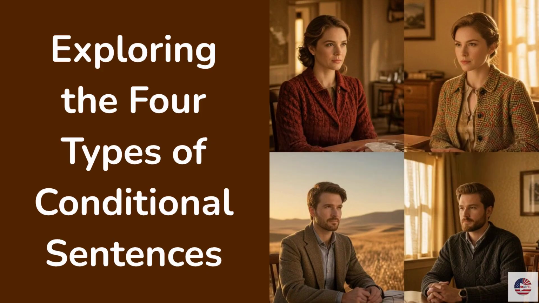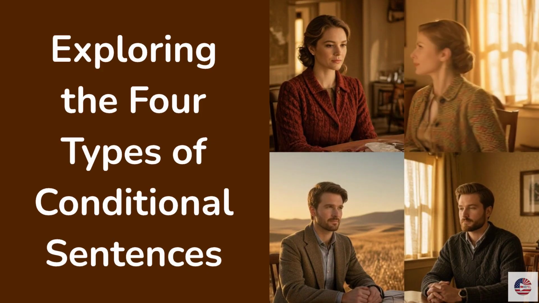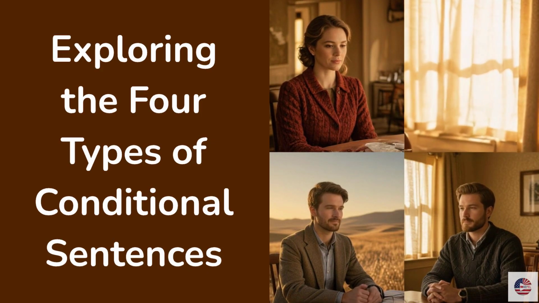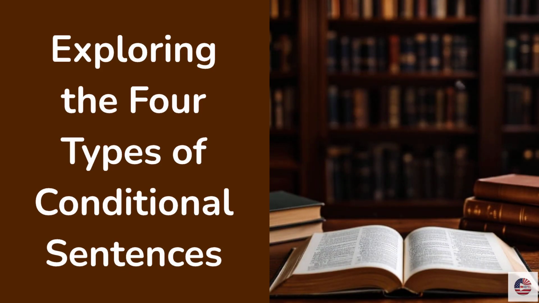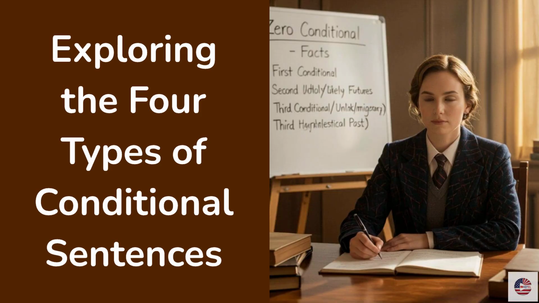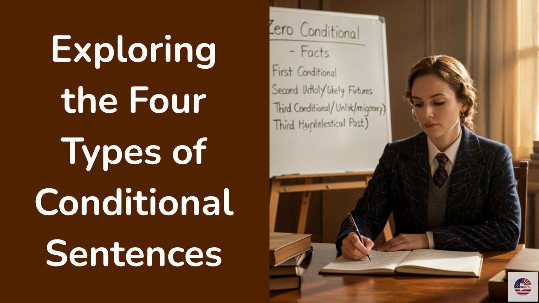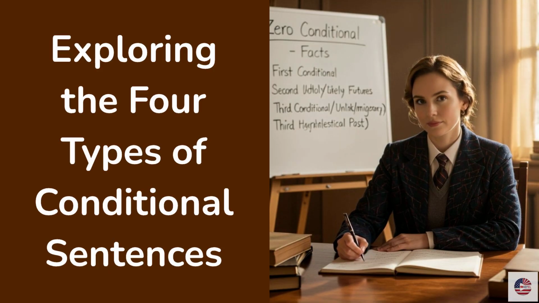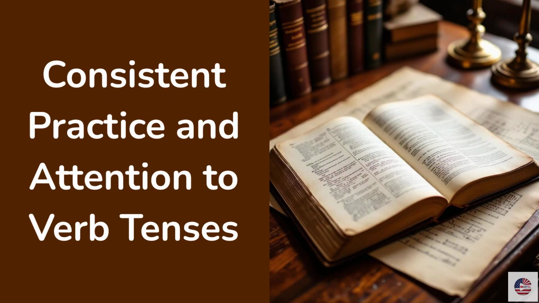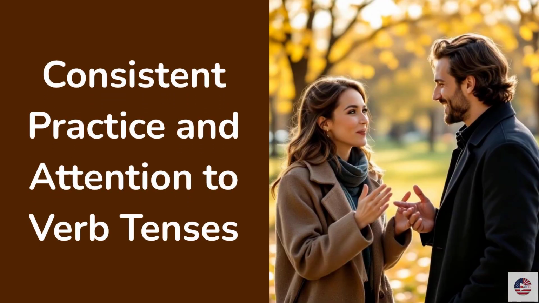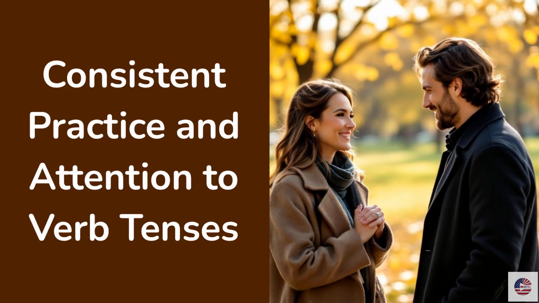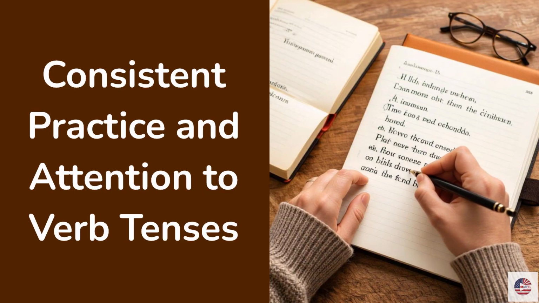We have now explored the four main types of if clauses: zero, first, second, and third conditionals. Each type serves a unique purpose, from expressing general truth to discussing hypothetical past events. Remember, the zero conditional is for facts, the first for likely futures, the second for unlikely or imaginary situations, and the third for hypothetical pasts. Mastering these structures is a significant step in your English learning journey. They allow for much richer and more precise communication.